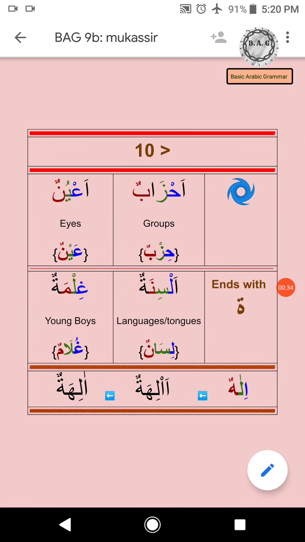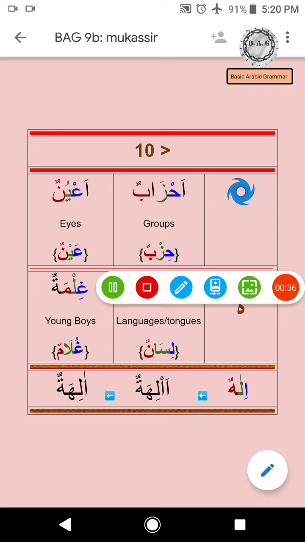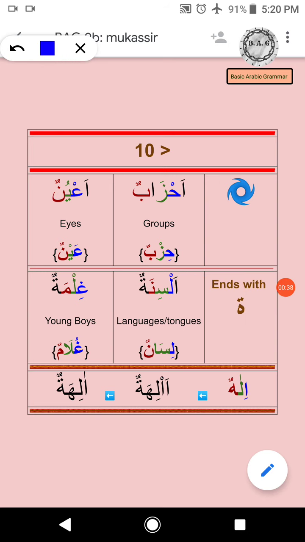Alright, so let's study the examples. First of all, we have the examples for these four patterns, which indicate that the asma are less than 10 in number but more than 3. So between 3 to 10 is one of these four patterns.